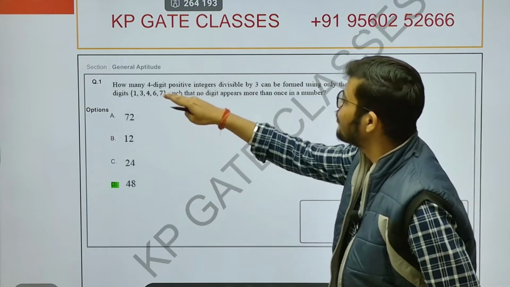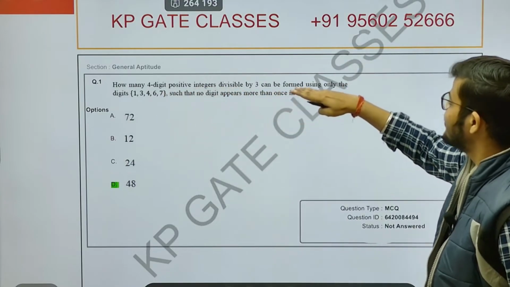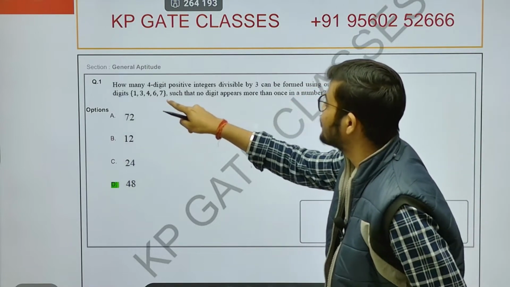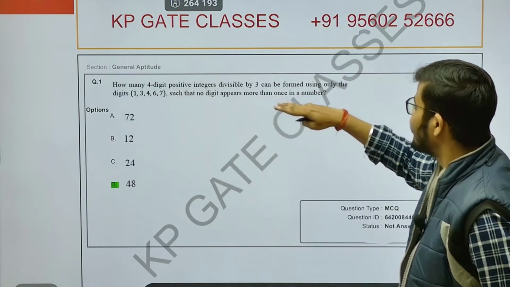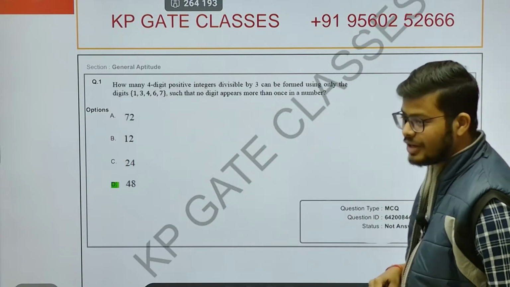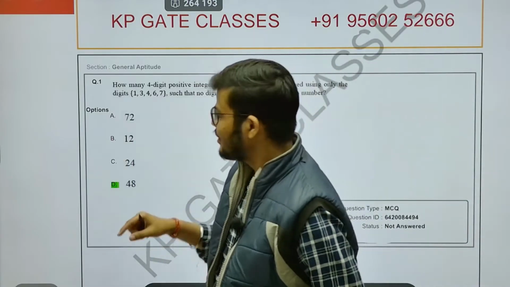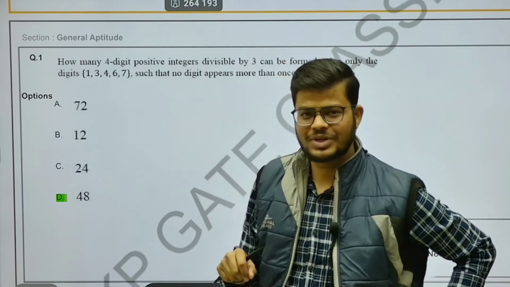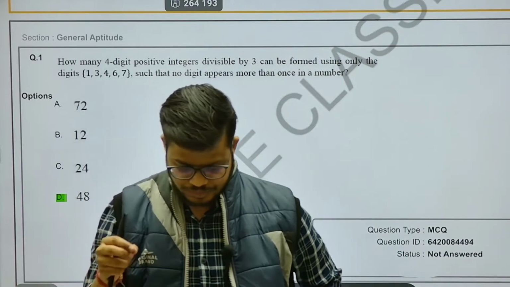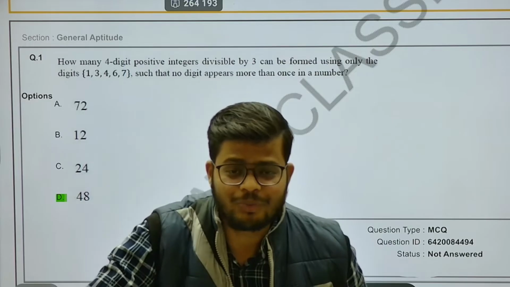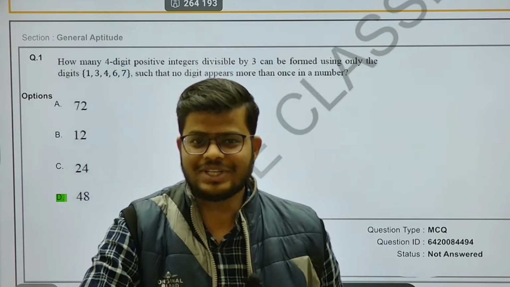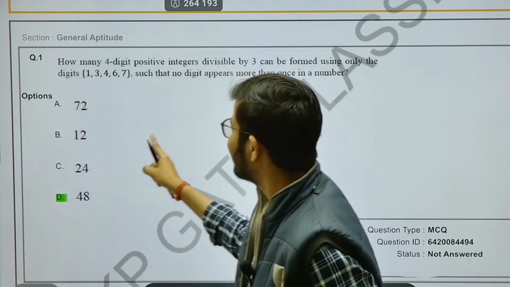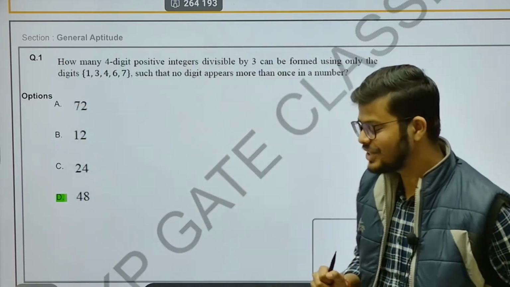It says: how many 4-digit positive integers divisible by 3 can be formed using only digits 1, 3, 4, 6, 7 such that no digit appears more than once in a number. I hope this is clearly visible on the screen. This question number 1 is from the favorite topic of GATE, because every year you will get a question from this topic. It is from permutation and combination.